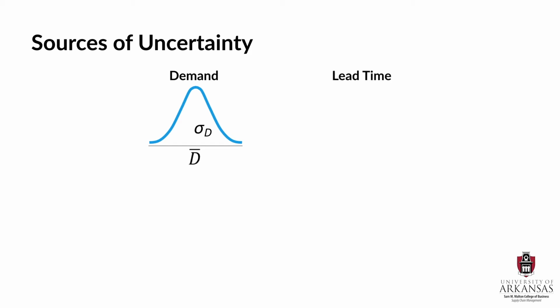Lead times are the second source of uncertainty, since deliveries might be delayed due to strikes, natural disasters, or operational breakdowns, for example. Again, we can describe the nature of the distribution of lead times with two key parameters: the average lead time, L bar, and the standard deviation of lead times, sigma sub L. The overall degree of uncertainty we need to deal with in the context of inventory management is essentially the combination of demand uncertainty and lead time uncertainty.